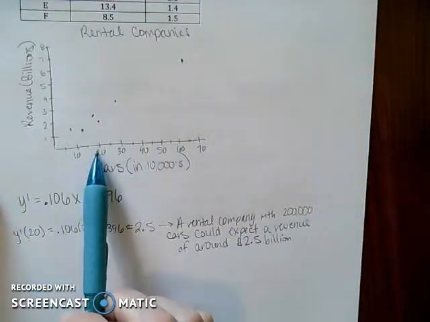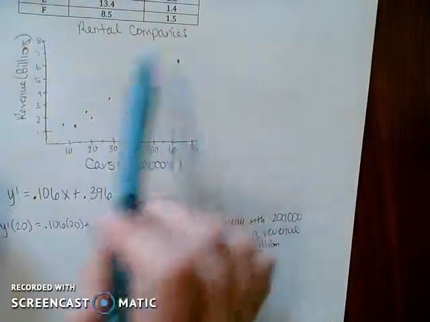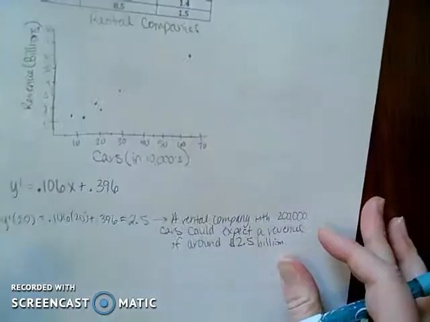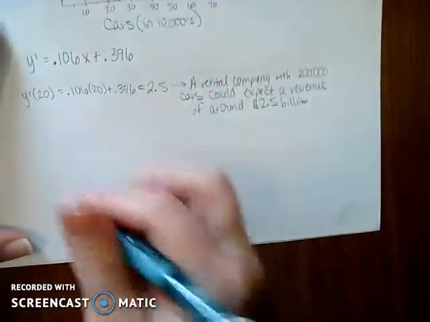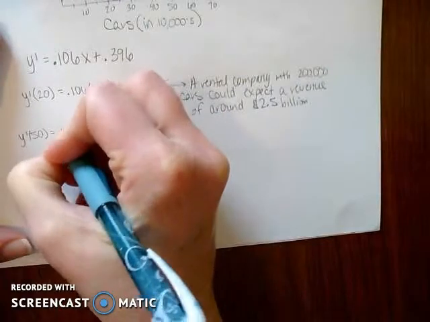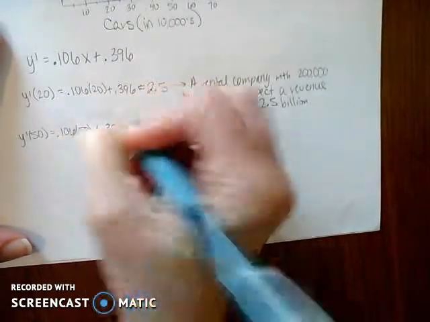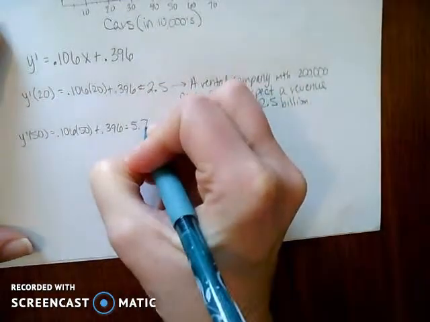So that one is 20. You can pick anything you want. I'm going to pick something over here since there's such a wide open space. And I'm going to pick 50 just because it's kind of in the middle there. Again, you can pick anything you want. I just want to pick 50 because it's kind of open. So y prime of 50, 0.106 times 50 plus 0.396 gives us about 5.7.